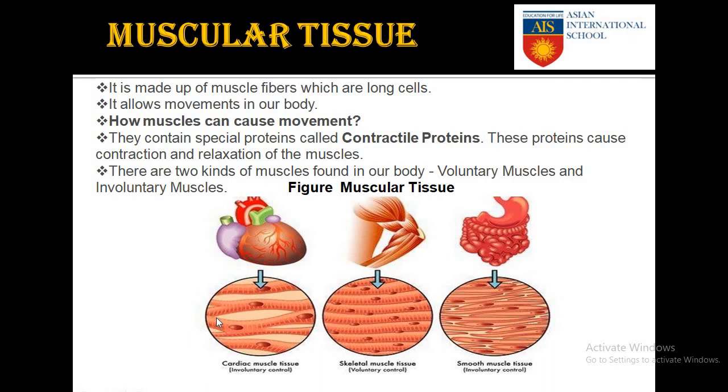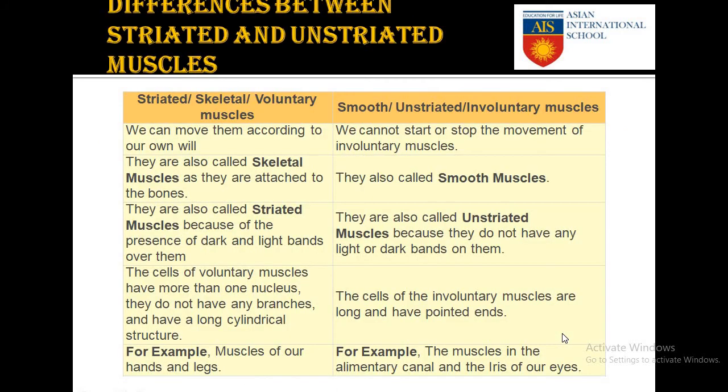And these are also cylindrical but connected to one another, the cardiac muscle. So the muscles are called unstriated because they do not have light or dark bands on them. Now the cells of the voluntary muscles have more than one nucleus, and they do not have any branches. They have a long cylindrical structure with blunt ends.